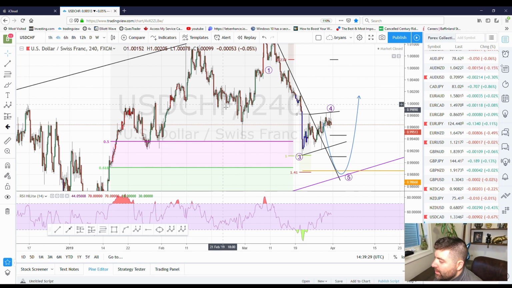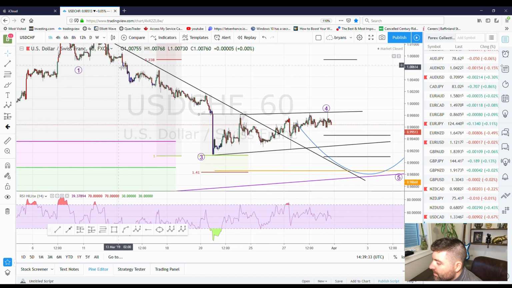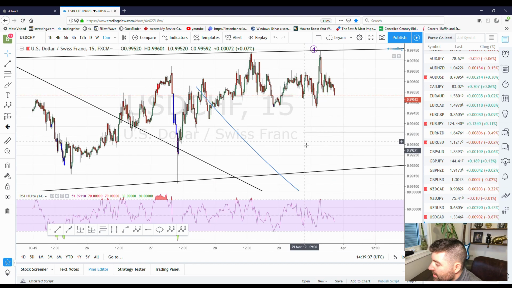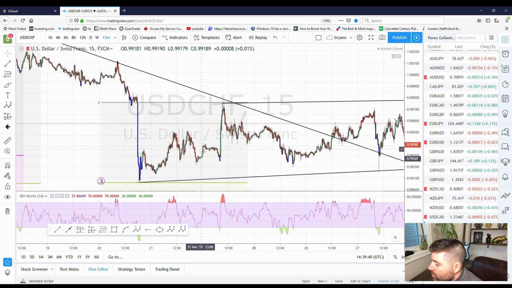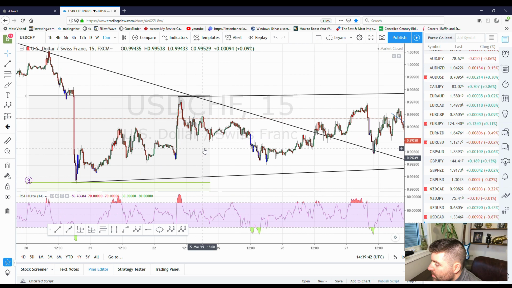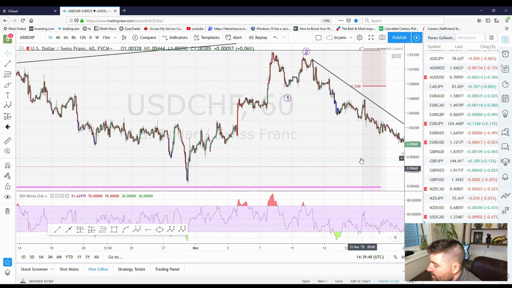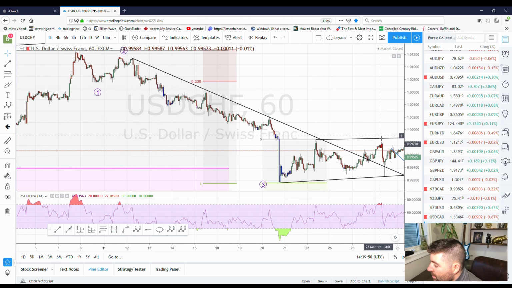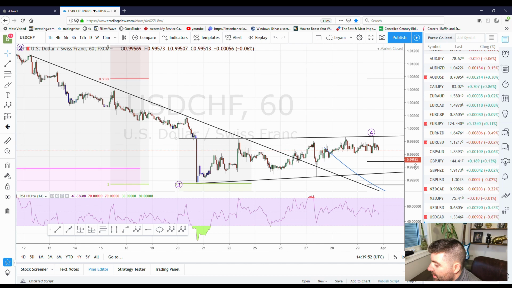So 5 waves usually with the trend. So if I go down, what was I looking at? It was a pretty small time frame. Let me do this. Now, what did it look like? Yeah, here's what it kind of looked like.